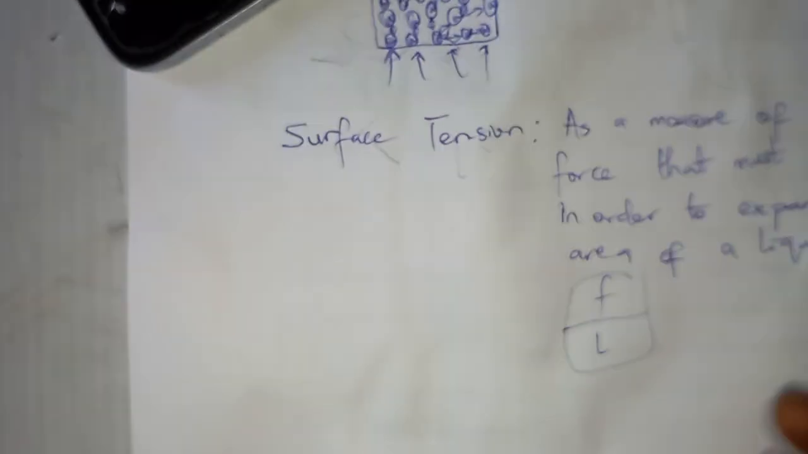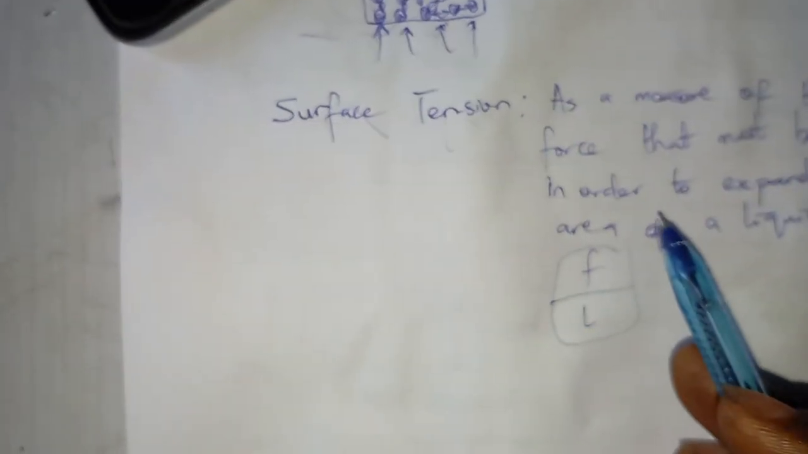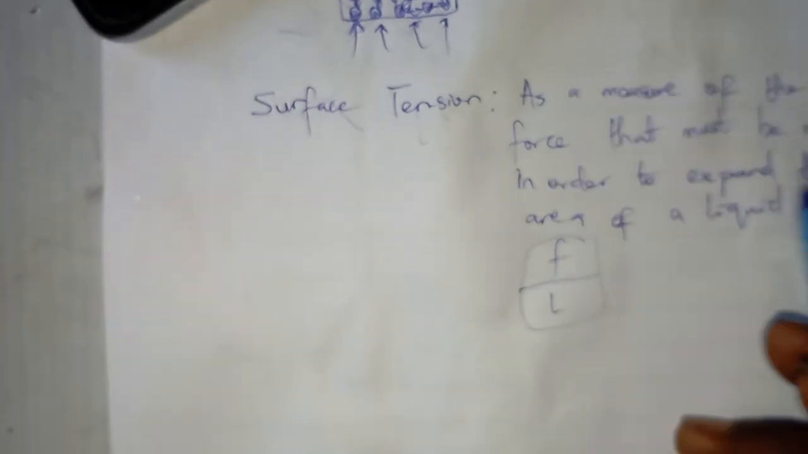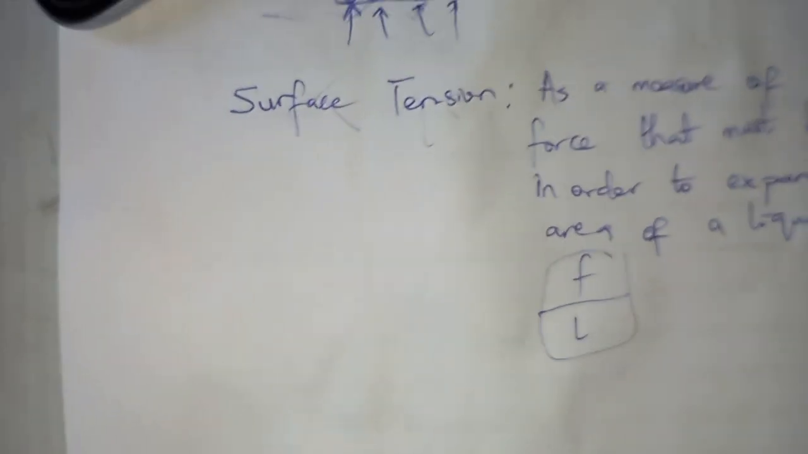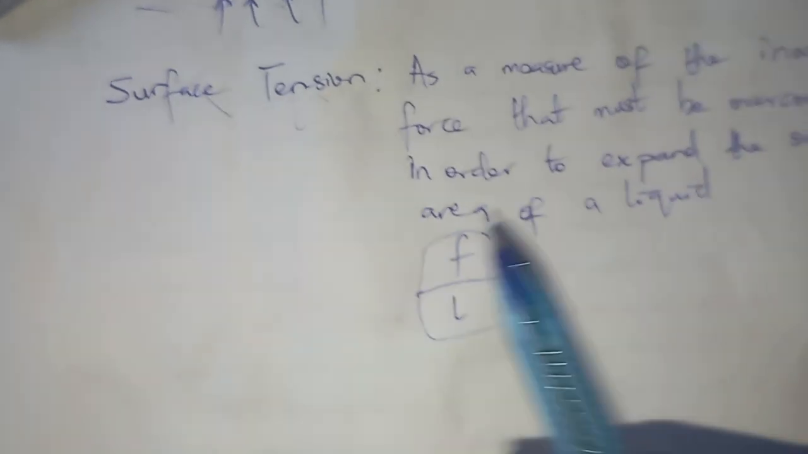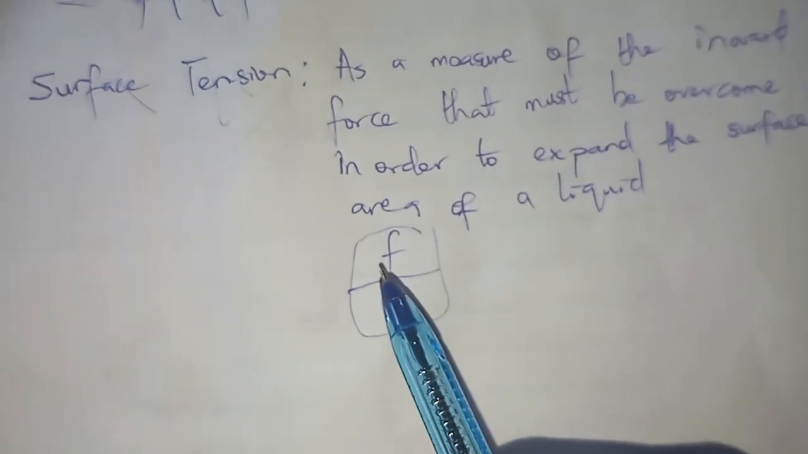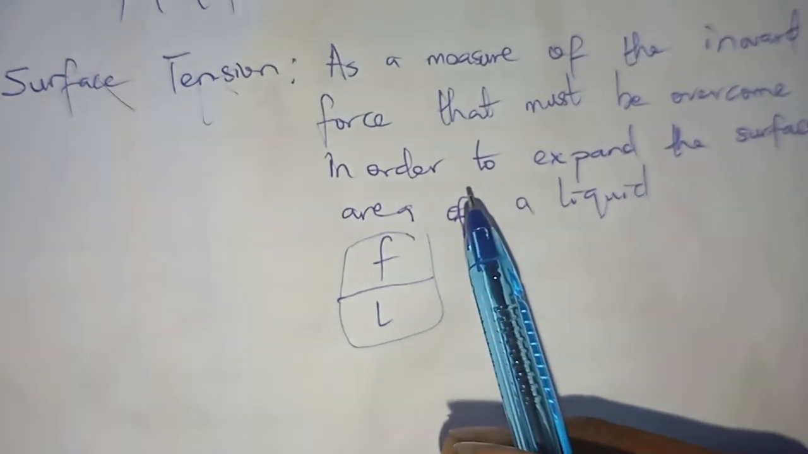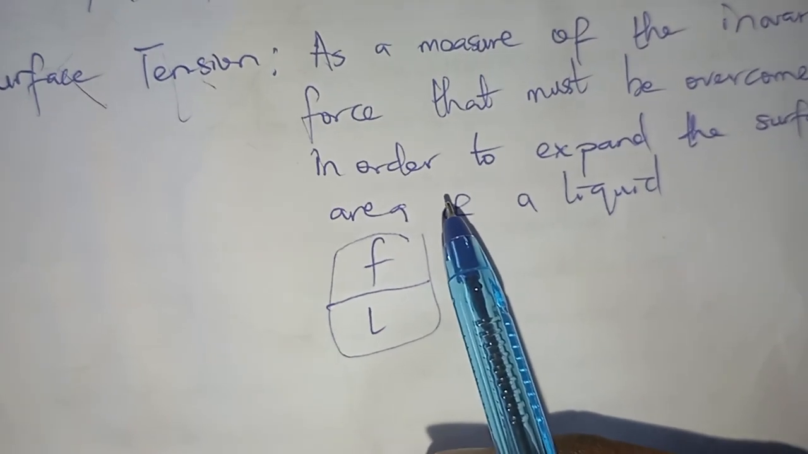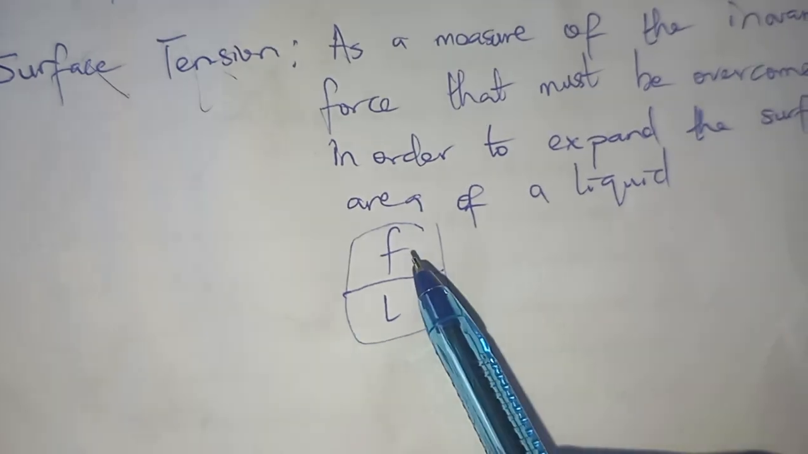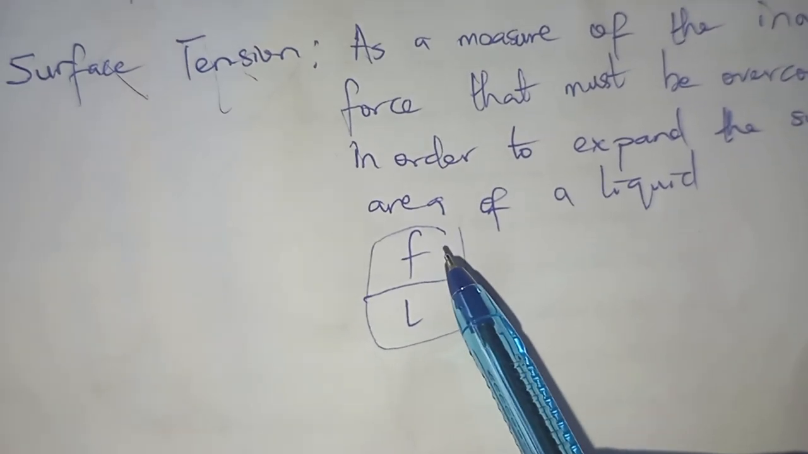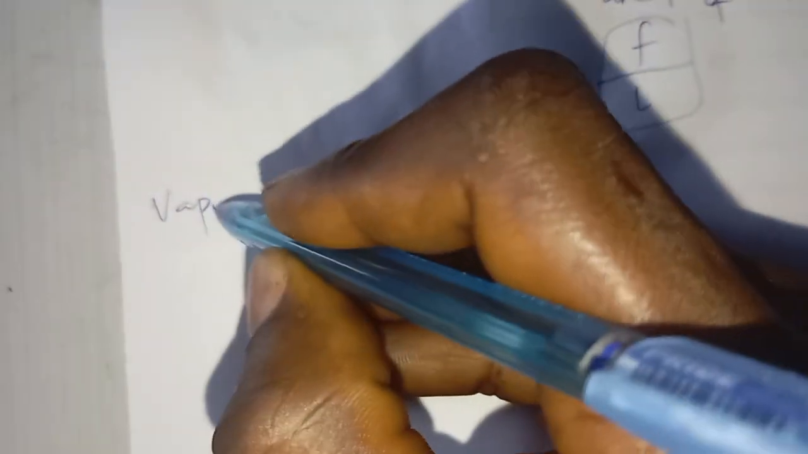So it is a measure of the inward force that must be overcome in order to expand the surface area of the liquid, the tension on the surface. So tension on the surface is a measure of when it's tensed. However, I'm trying to think of things that you can use in remembering it. So the next one is what we call vaporization.